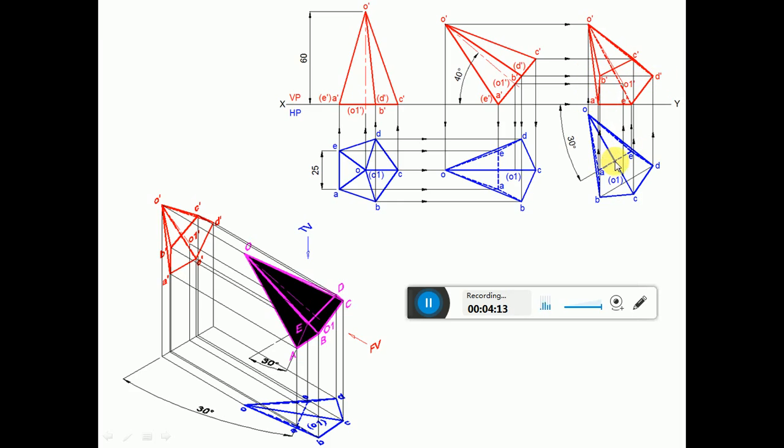And similarly, draw a vertical projector from C and draw a horizontal projector from C dash to get this point C dash. Once you get this point, then join A dash to B dash, B dash to C dash, C dash to D dash, D dash to E dash and E dash to A dash with thin continuous line. Then join between O dash to A dash, O dash to B dash, O dash to C dash, O dash to D dash and O dash to E dash with thin continuous line.